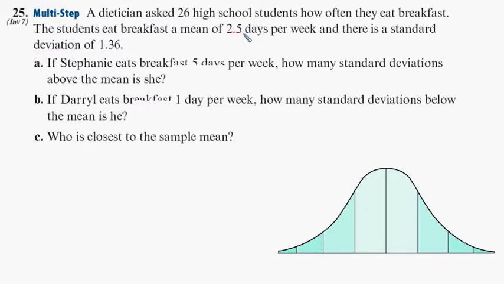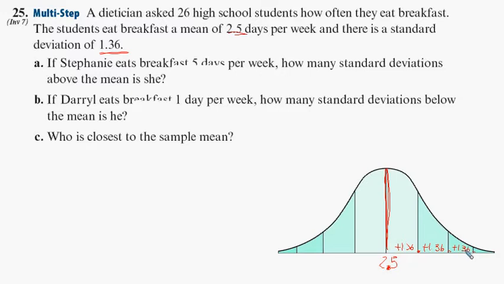2.5, is represented by this middle right here, okay? So this 2.5 is right here. Now, it says there's a standard deviation of 1.36. So that means that every time you get to the next line, here, here, here, it jumps 1.36. So 2.5 up is 2.5 plus, so it goes plus 1.36, plus 1.36, plus 1.36 in this category.